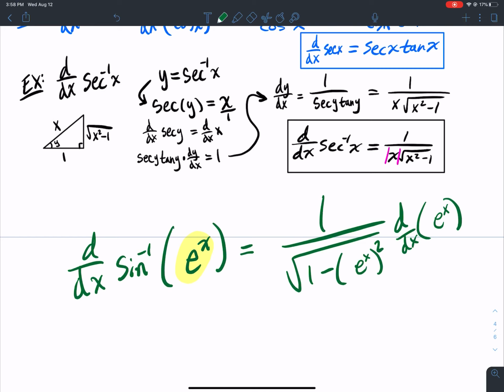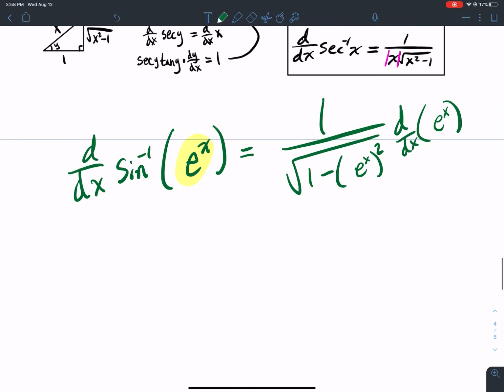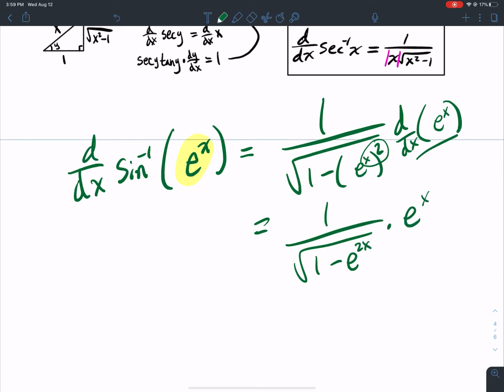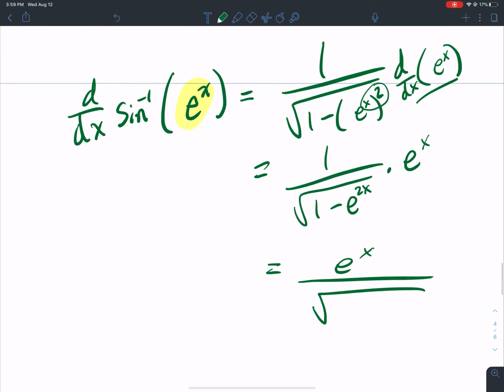And so what is this going to be? This is going to be 1 over the square root of 1 minus, now power to a power, I multiply, e to the 2x, multiplied by, well, what's the derivative of e to the x? That's just e to the x. So this simplifies to e to the x over the square root of 1 minus e to the 2x. So that's your derivative right there.